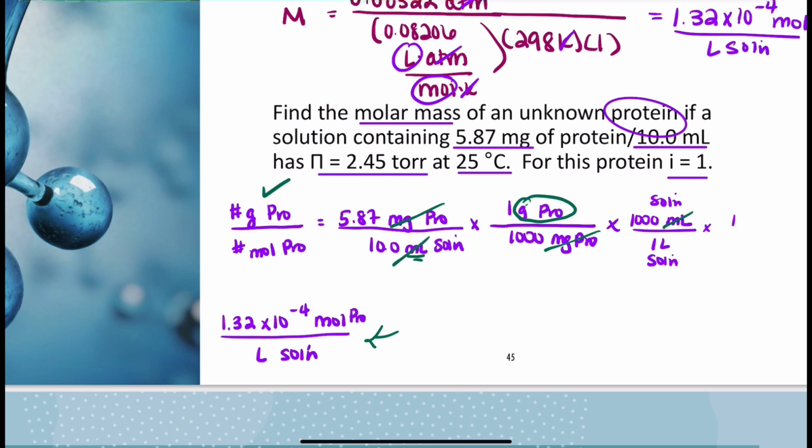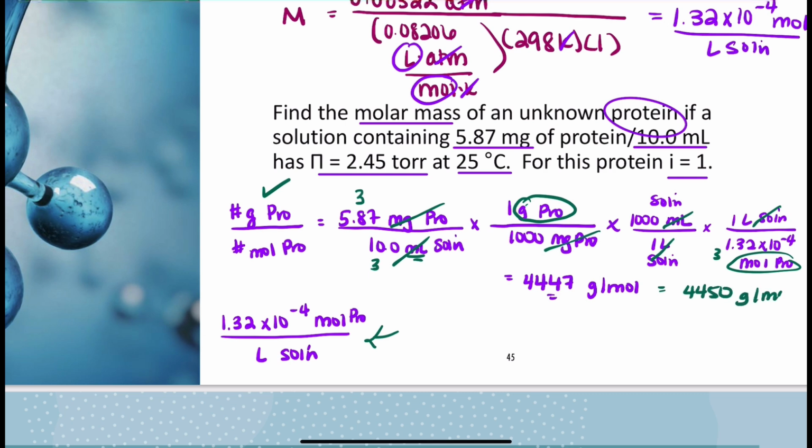Now I'm going to use that molarity. 1 liter of solution contains 1.32 × 10^-4 moles of the protein. And you should get an answer of 4447 grams per mole. I'll talk about sig figs in a sec. So again, liters of solution have canceled, and I've got grams per mole of protein. I've got 3 sig figs here, and 3 sig figs here, and 3 sig figs here. So my answer is 4450 grams per mole. And that is the correct answer.